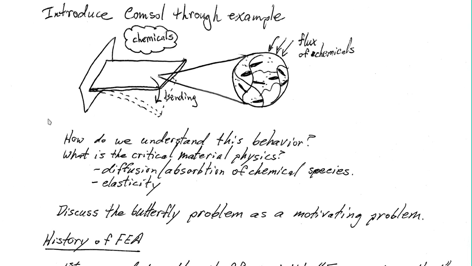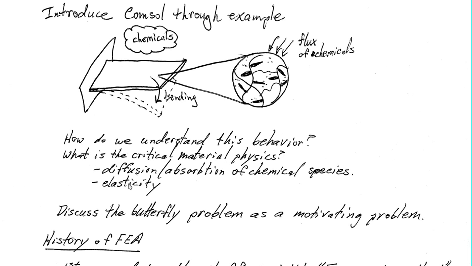The software package allows you to look at the internal structure. Say you have a flux of these chemicals at these points here. Maybe this is water molecules. They interact with, let's say, a liquid crystal attached to a polymer backbone. So we want to know, how do we understand this, and what are the most critical material physics? In this case, it's diffusion, absorption of chemical species, and elasticity.